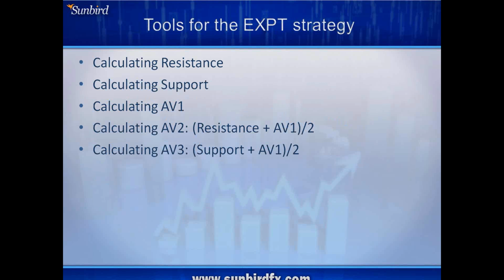Let's see again what the tools for the XBT strategy are. Again, we're going to use a bit of basics. We're going to calculate our resistance. We're going to find our support. We're going to calculate our average 1. We're going to calculate our average 2. So what's our average 2? For those of you who want to write a few notes, average 2 is the resistance plus average 1 divided by 2. Calculating average 3 is support plus average 1 divided by 2.